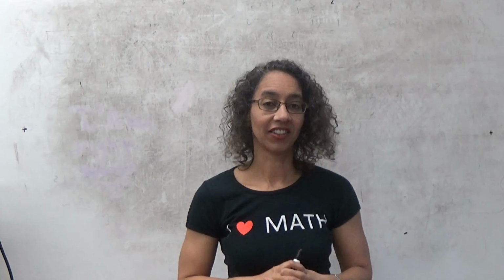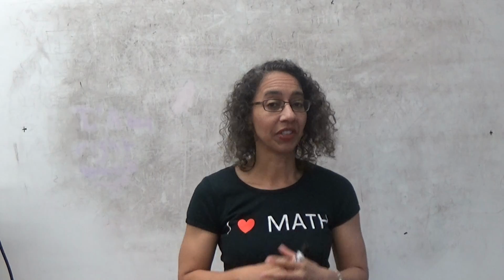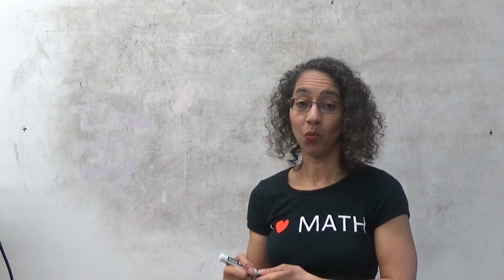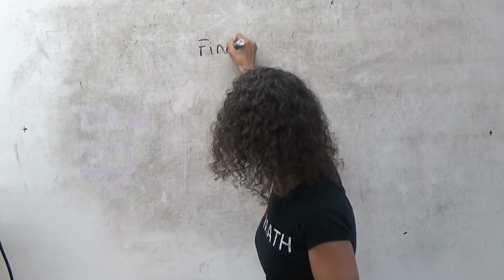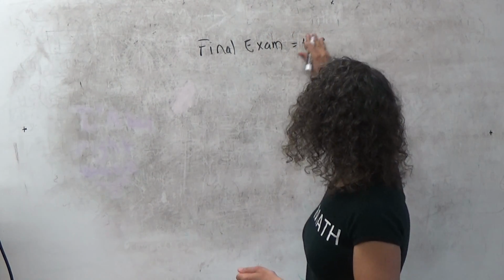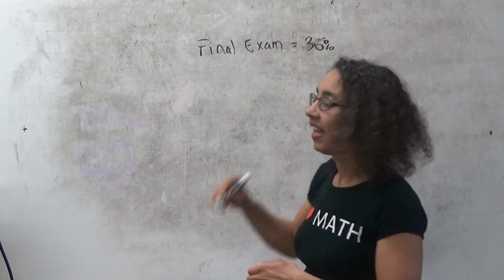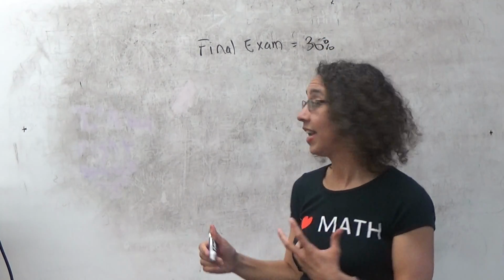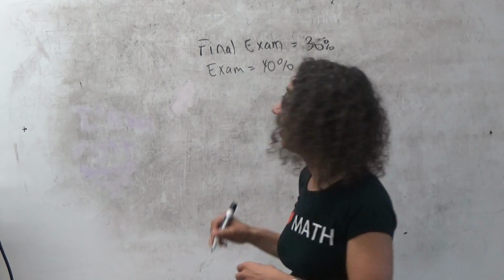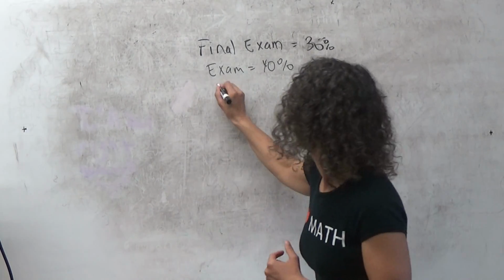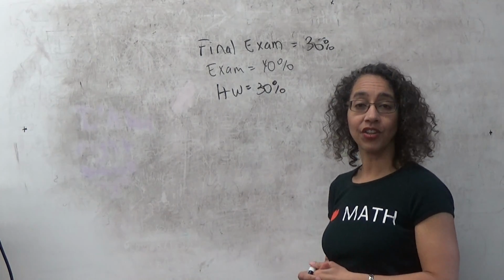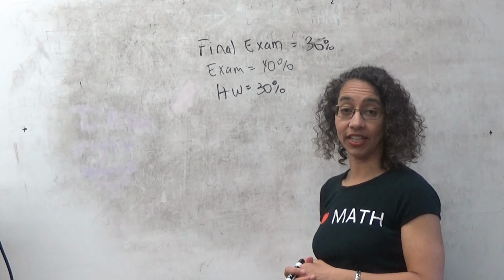Every student loves to calculate their end of semester grade. I will give you the secret on how to do it. So let's say in your class you're assigned a final exam weight of 30%. And let's say your professor gives the semester exams a weight of 40%, and your homework weight is 30%. So note that in this case, 30 plus 40 plus 30 is 100%.